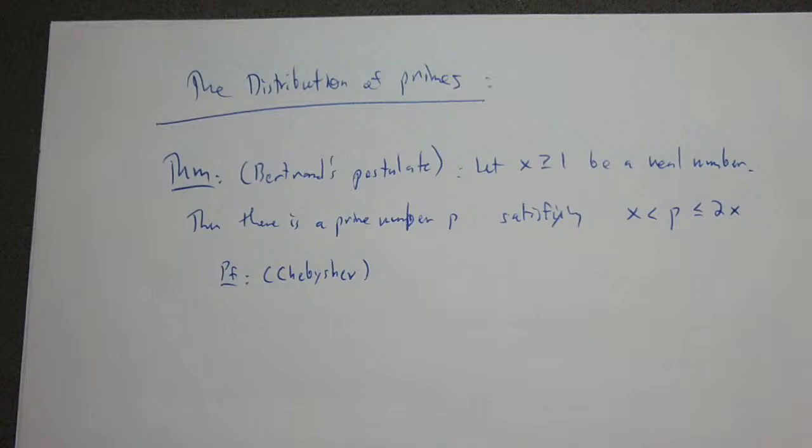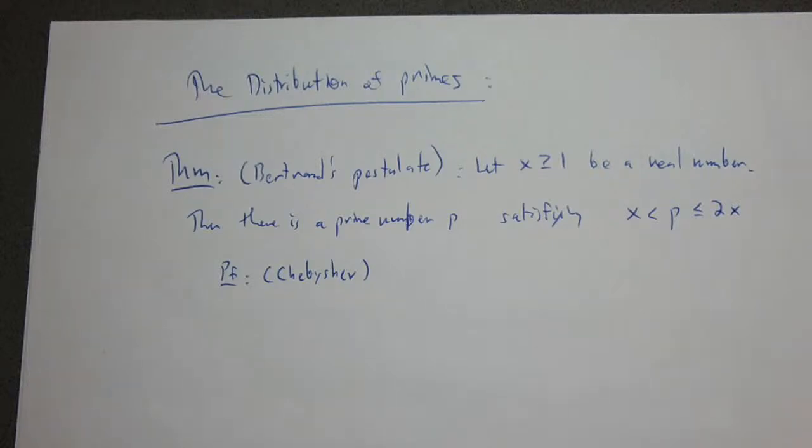Here's the result. Simple way of saying it is that pick any number you want, right? Between that number and twice that number, there is always a prime number. Okay, so this is saying something a little more fine than there's infinitely many primes. This is giving you a better idea of how often primes occur.